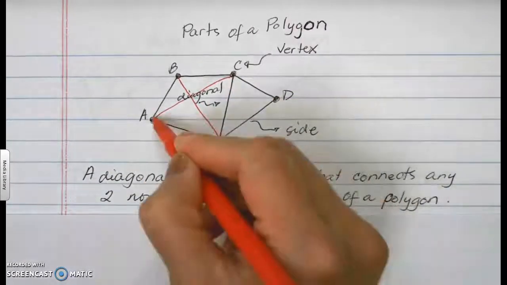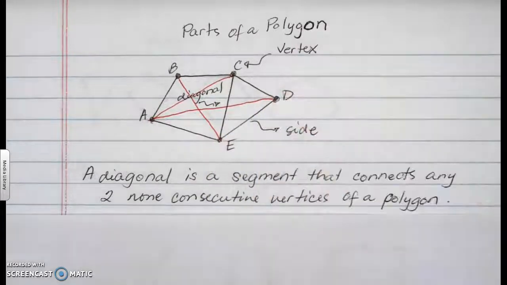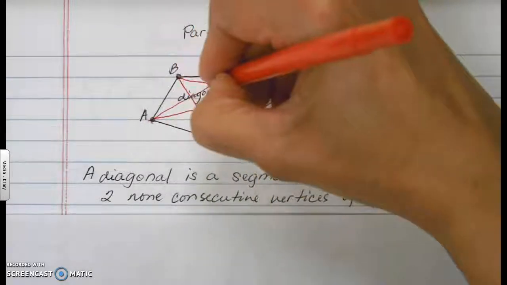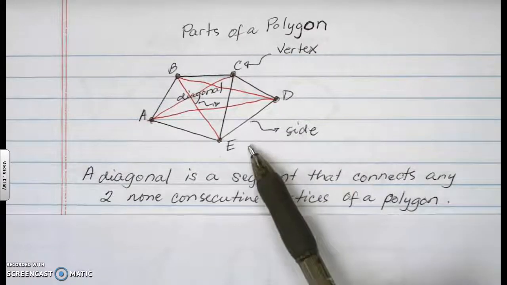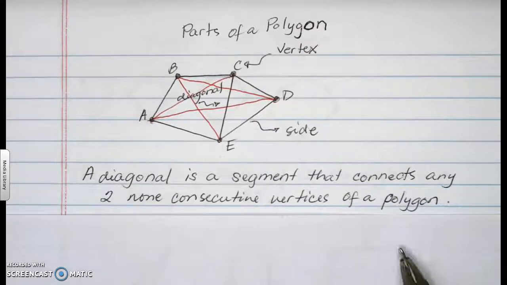And this is another diagonal. Oh, and there's another one. This is another diagonal. Those are all diagonals, because a diagonal is a segment that connects any two non-consecutive vertices of a polygon. So any two non-consecutive vertices, when connected, you are creating a diagonal. So once again, this is a pentagon. I may have accidentally mentioned that this is a hexagon. Absolutely not. This is a five-sided polygon, which is a pentagon. All right. So once again, a diagonal is a segment that connects any two non-consecutive vertices of a polygon.